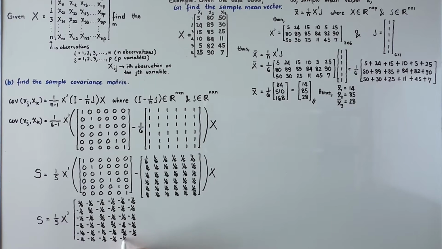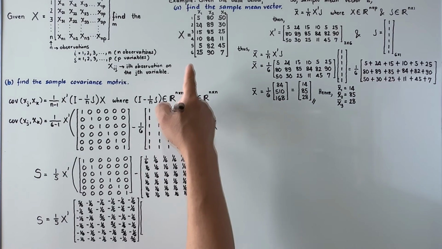Also this one, negative 1/6, because we have here 5 zeros. When subtracted by 1/6, the differences are all negative 1/6, but the last one is positive 5/6, because this is 1 minus 1/6, and the difference is positive 5/6. And then we multiply this by the data matrix X, which is this one.